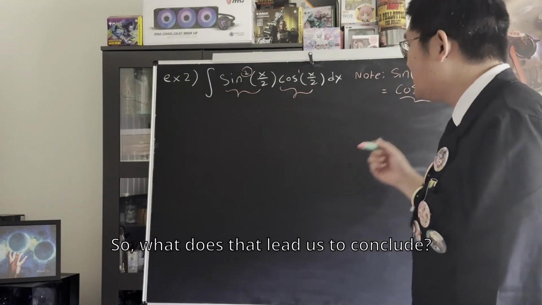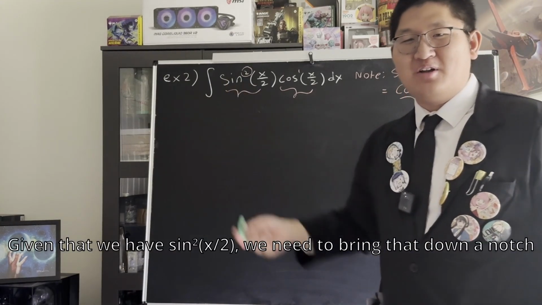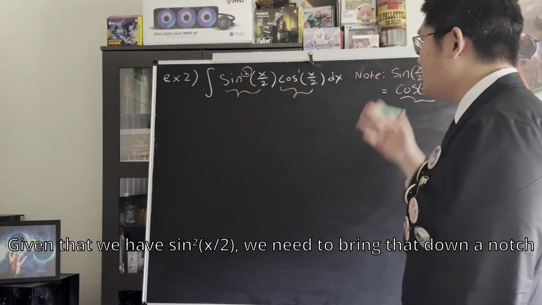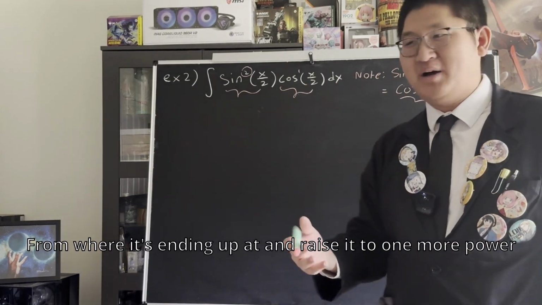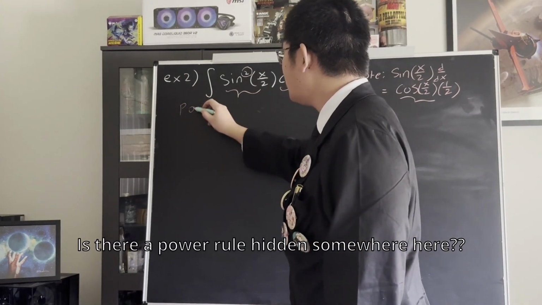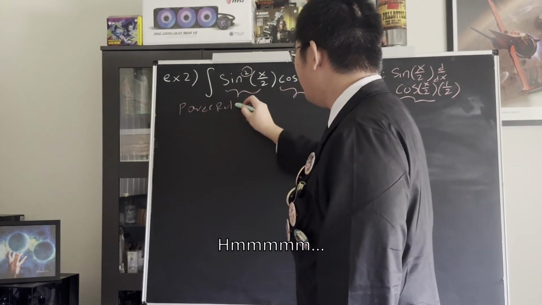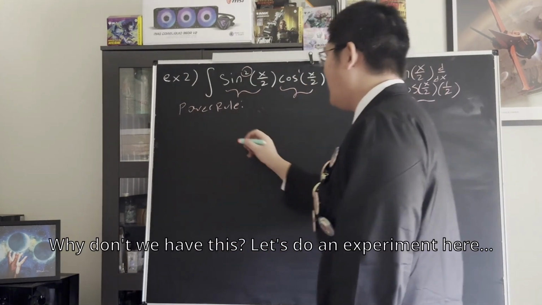So, what does that lead us to conclude? Given that we have a sine squared, we need to bring that down a notch from where it's ending up at and raise it to one more power. Power? Is there a power rule hidden somewhere here? It looks like it.